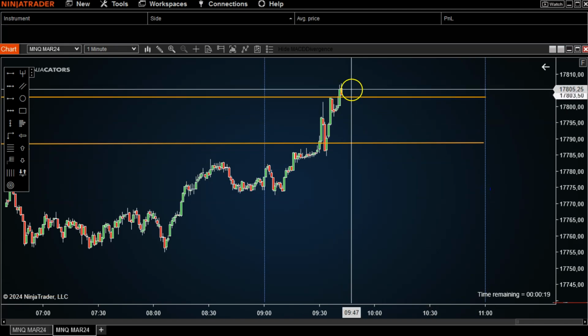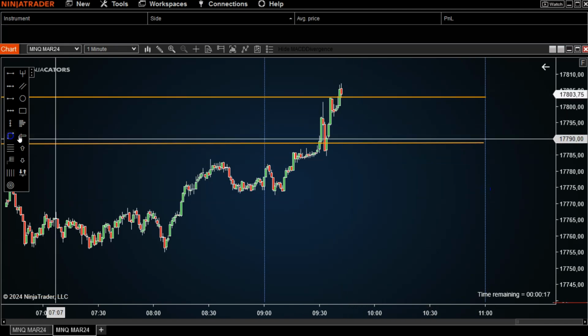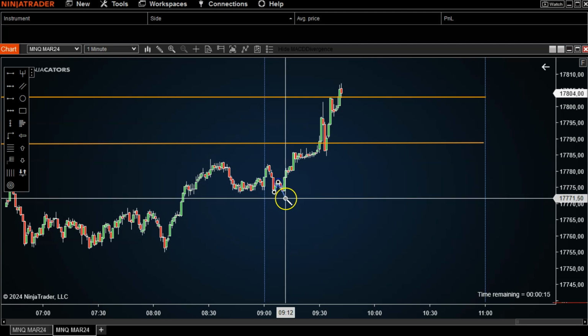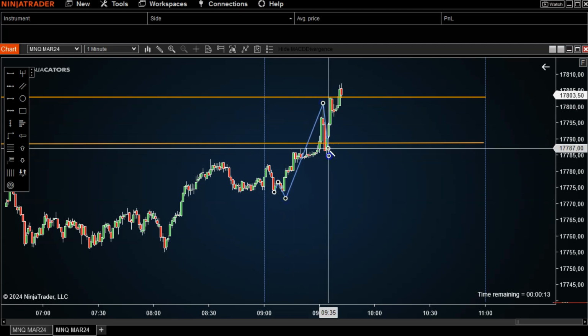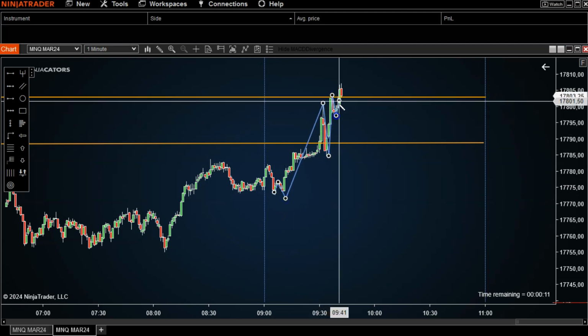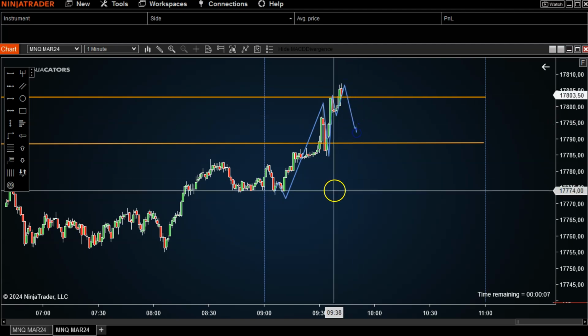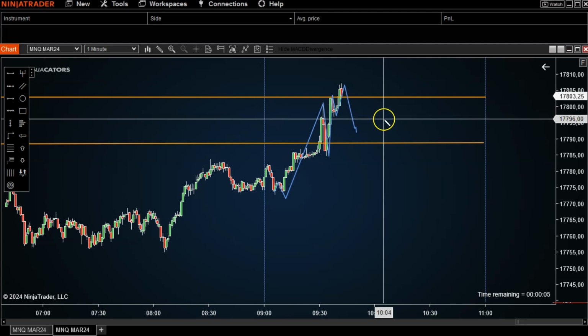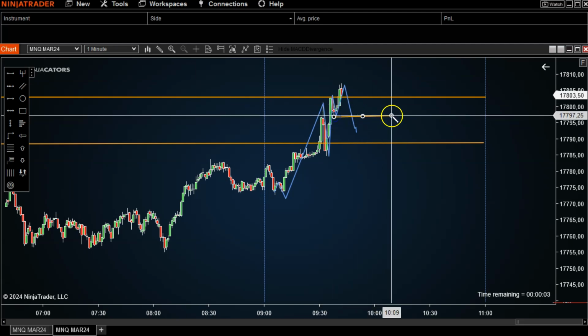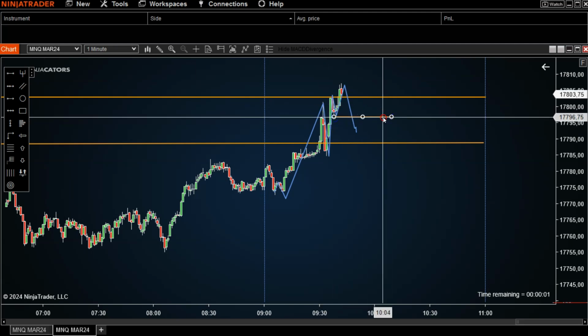The other part of this puzzle or setup is that I then need to see a reversal. And one of the best ways to do that as well, and this is just following pure price action, is to see price reverse lower after a break of one of those levels that I marked off, followed by a break of previous price structure.